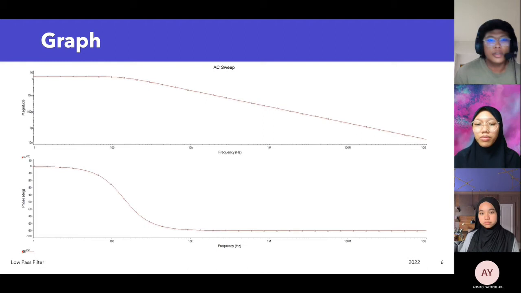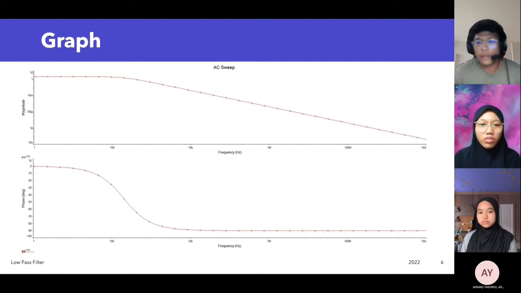Our first graph is magnitude versus frequency. As you can see, the magnitude we get is by the formula V out over V in. And then the second graph is phase in degrees over frequency. This is a low pass filter type of graph.